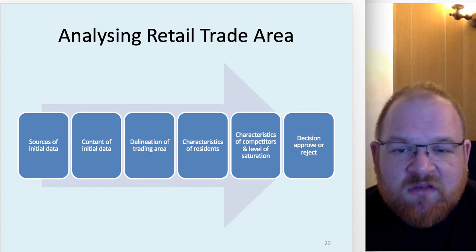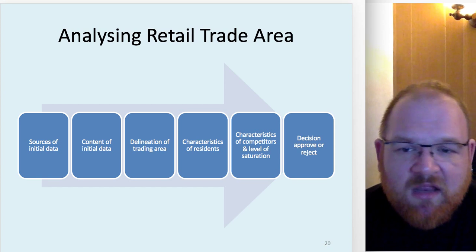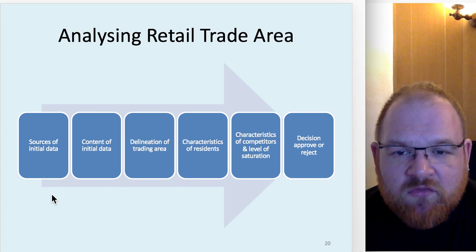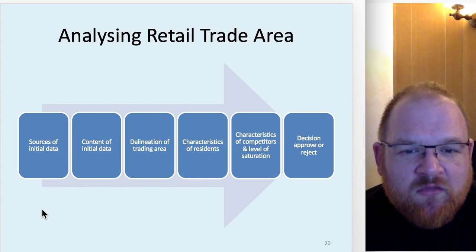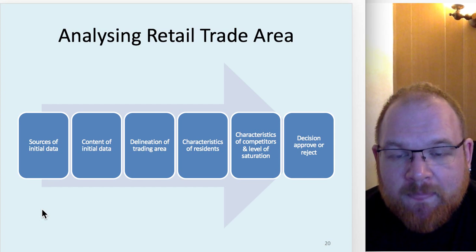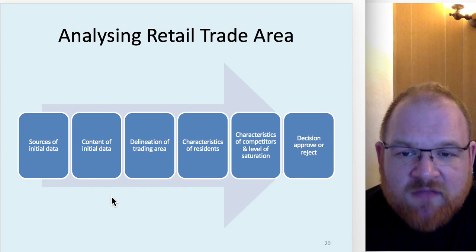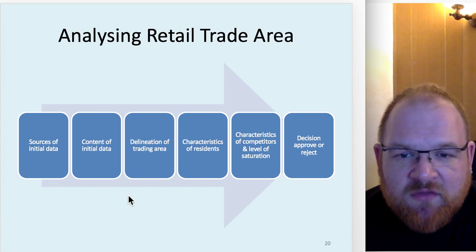So in terms of a timeline, a process line for analysing a retail trading area, we start looking at sources of initial data, and that will be generally analysing a local market. Then we'd look at the content of that. So all of that is the first thing we do.